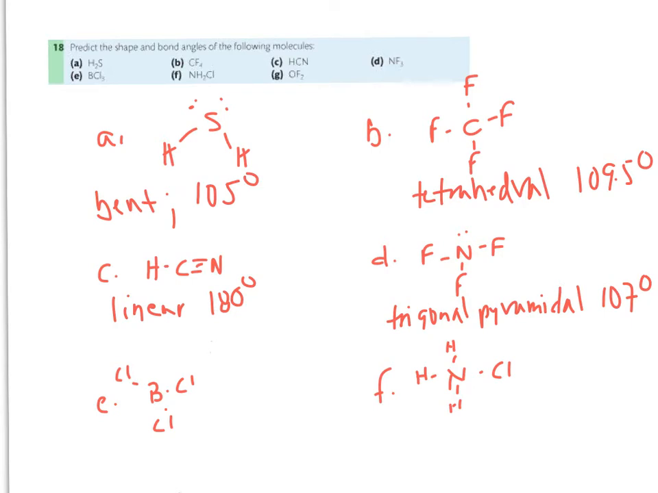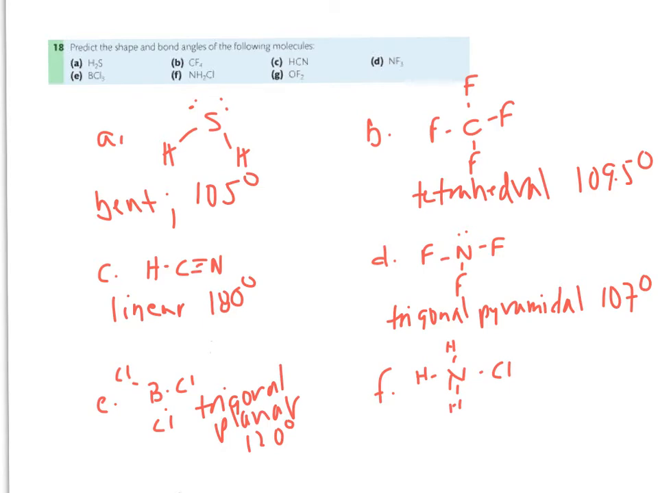E, I've got 3 chlorines attached to the boron, but no lone pair because boron's too small to make a double bond, and there's not another pair of electrons available to fill that 4th orbital. So this is going to be trigonal planar, and because there are just the 3 electron domains, it is going to be 120 degrees.